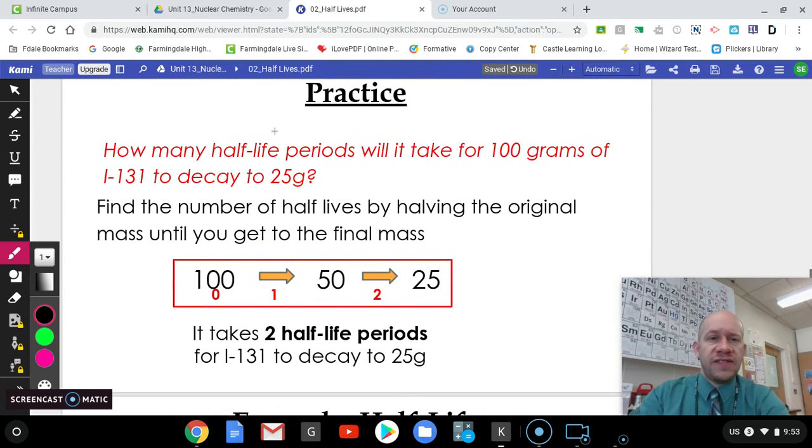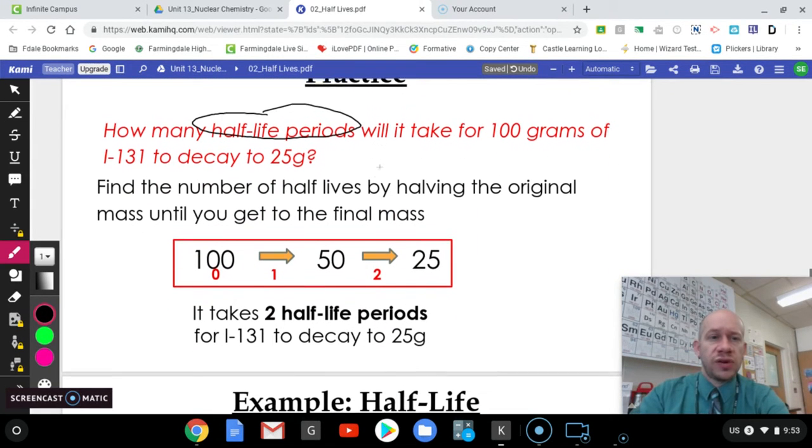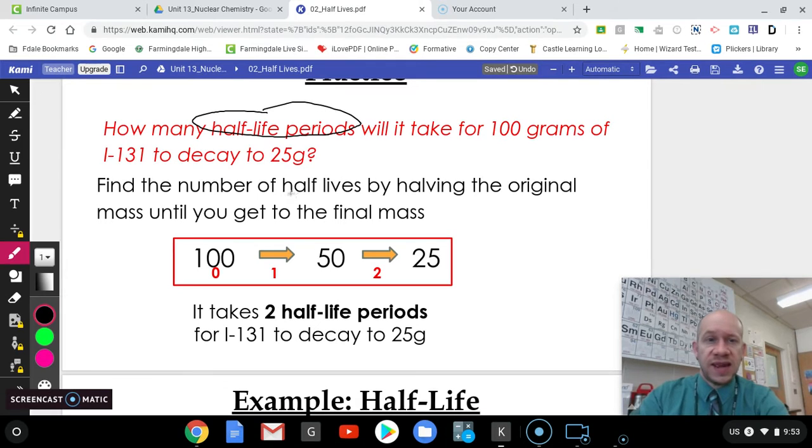So how many half-life periods will it take for 100 grams of iodine-131 to decay to 25 grams? Start with 100. Decay once is 1 half-life. Decay twice is 25. So it will take 2 half-life periods.